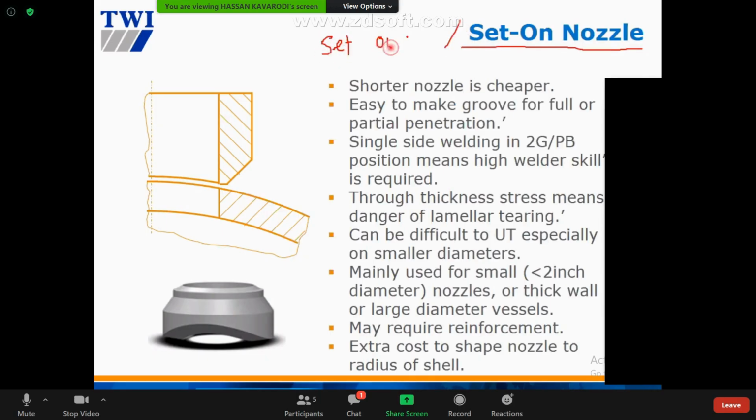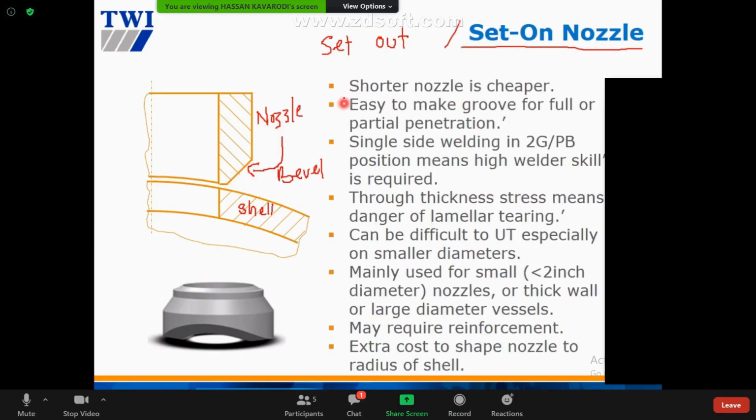Set out or set on, meaning nozzle sits on the shell. So here is the shell, and here is the nozzle. All right? Remember, in this set on, the nozzle is bevelled. Bevel carried out on the nozzle. Got it? Yeah? This applies to set on, or another name, set out.